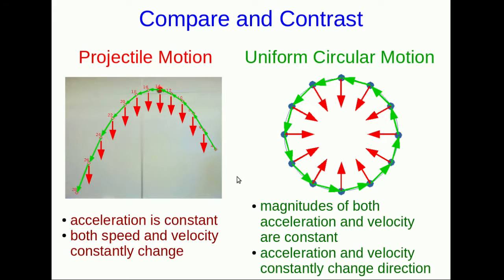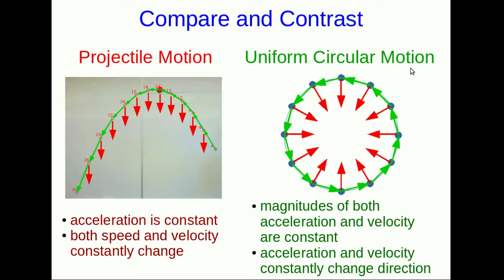So just to summarize this whole unit, I want to compare and contrast these two very important special cases, projectile motion and uniform circular motion. And as we've seen, in projectile motion, the acceleration is constant, absolutely constant. Everything about it, its magnitude and its direction, are both constant. But the speed and the velocity constantly change. The velocity's direction is changing, and its magnitude is also changing.